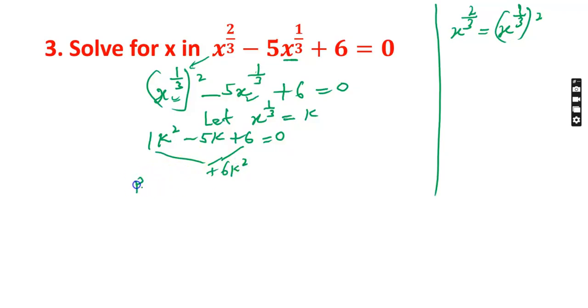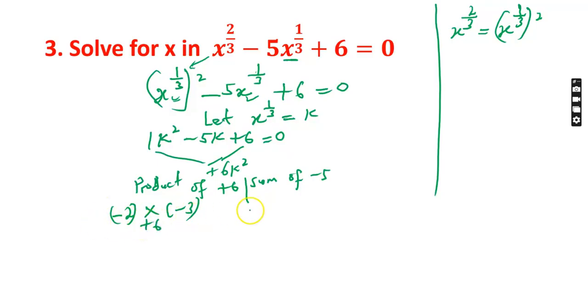So you look for a product of plus 6 and a sum of minus 5. You think of two numbers that when you multiply them together give you plus 6, and when you add them together give you minus 5. Such numbers are minus 2 and minus 3. Multiplied together they give plus 6, and added together, minus 2 plus minus 3 gives us minus 5.